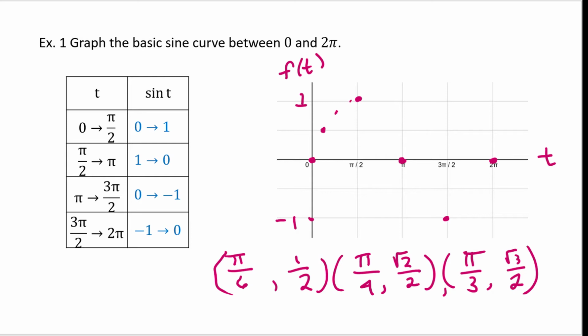And now we have a pretty good shape, so we'll plot the points, knowing that this is periodic. The pattern will repeat. And so here we have the graph of y equals sine of t. That is one complete period.